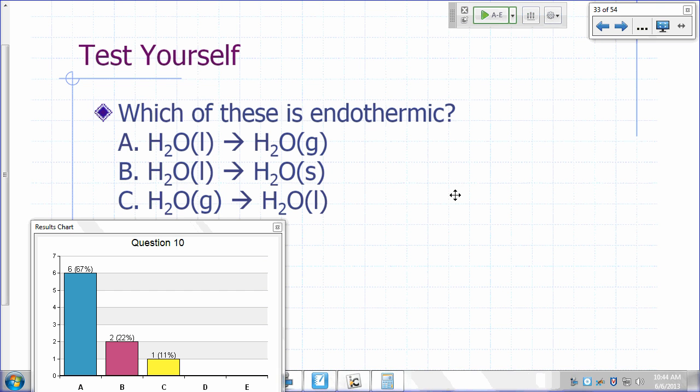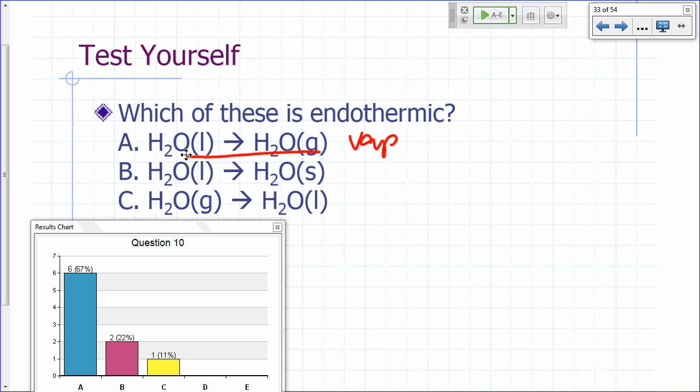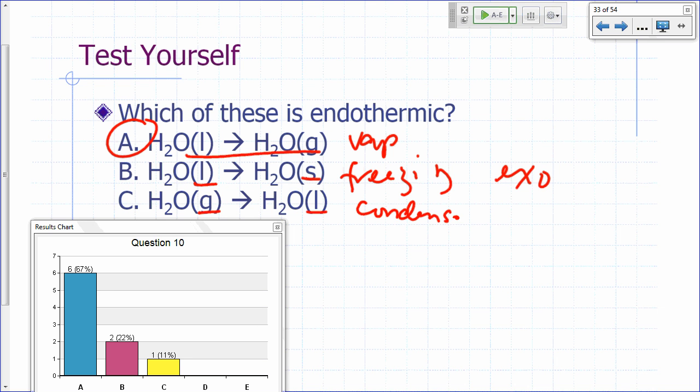Okay. Liquid to gas, that's vaporization, so that's endothermic. Liquid to solid, that's freezing, so that's exothermic. Q is negative. Gas to liquid, that's condensation. That's also exothermic. The correct answer is that.